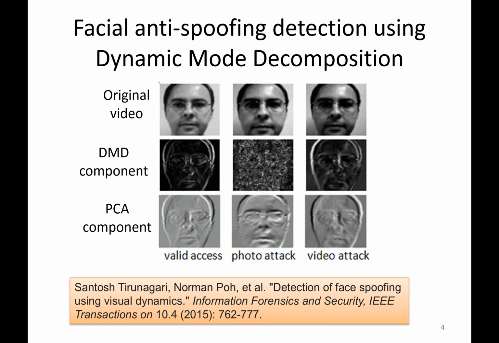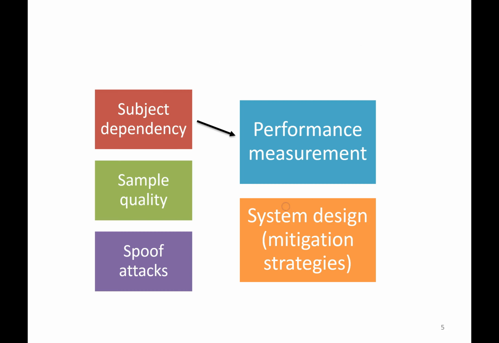For instance, facial anti-spoofing detection. My student and I developed an algorithm called dynamic mode decomposition, and we are able to take video as input and then recognize whether the video is actually a replay attack or a photo attack. For instance, a photo attack will give you a blurred image that doesn't look like a face at all. So this all relies on modeling of the dynamics. But that's not the main topic I want to focus on today.